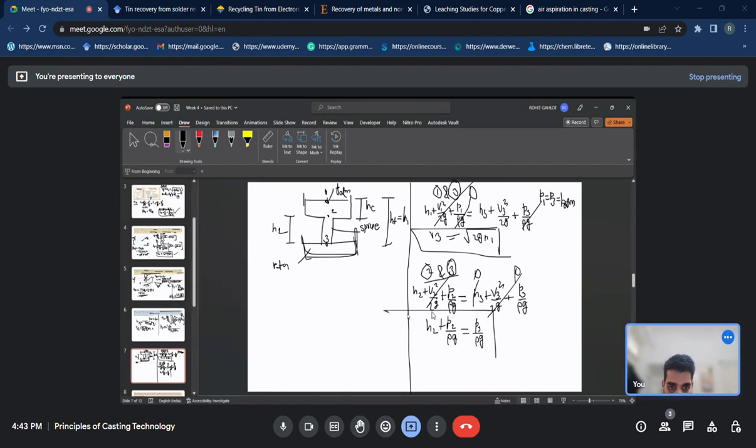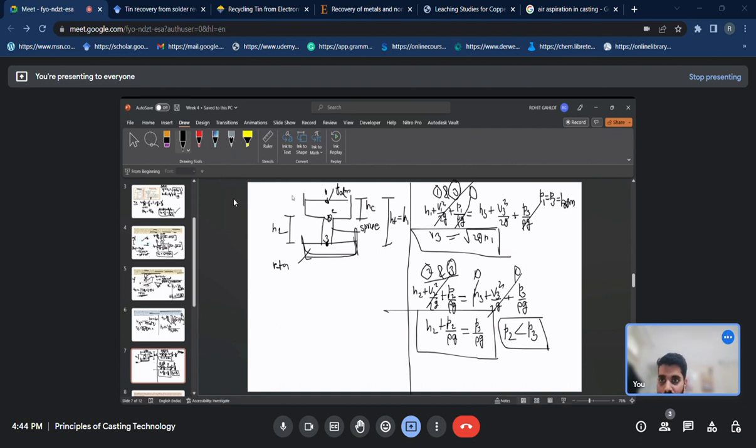So from here you can see that P2 is less than P3, which is not a favorable condition. The pressure at 2 is less than the pressure at 3. So what will happen? This is called the aspiration effect. As the pressure is lower, a vacuum will be created, and the gases from the molten stream will try to go into the system, which will result in the production of a porous cavity, which we don't want.